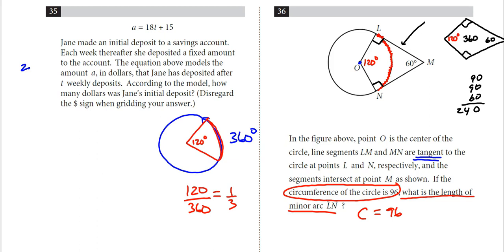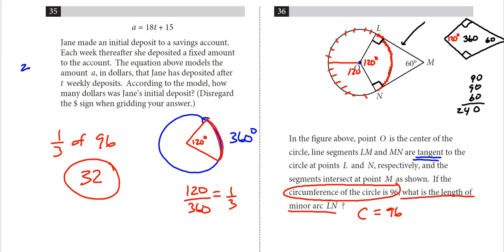So it's going to be 1/3 of the full circumference. When I divide 96 by 3, it's just going to come out to be 32. 120 is 1/3 of the circle. If I broke it up like this, you'd have another 120, and another 120, because circles are 360. So it should be 1/3 of the full circumference. Done.